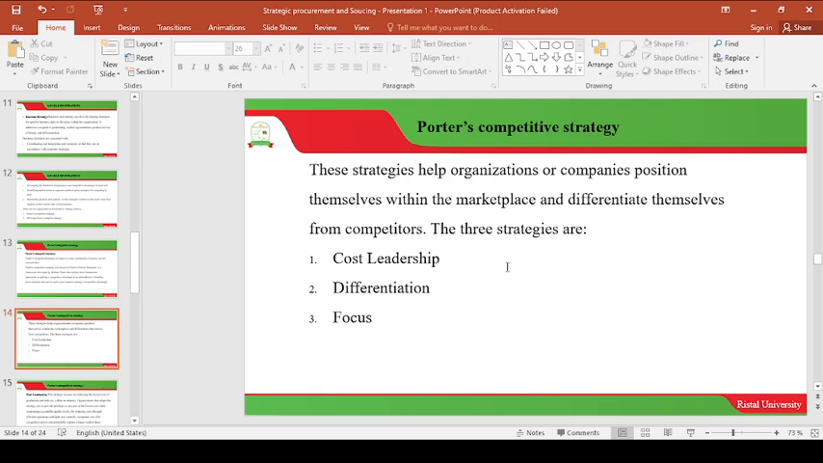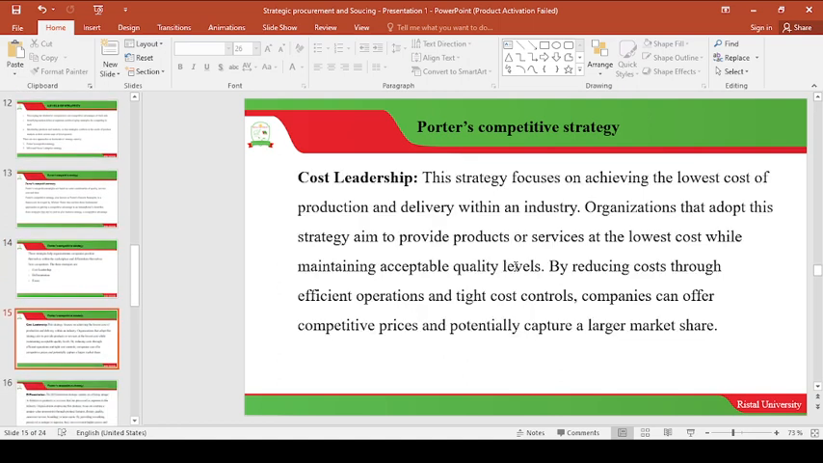So focus is the combination of the two: cost leadership and differentiation. So how does it work? Let's continue and we shall look at it. In cost leadership, this strategy focuses on achieving the lowest cost of production and delivery within an industry.